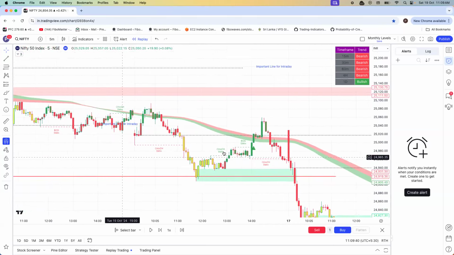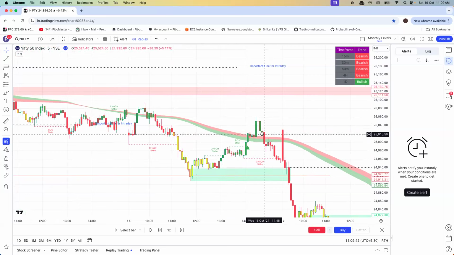Okay, so if you see a red color candle, what do you do? It's basically a seller, right? Your selling is starting, so I'll just go for selling. When you see green color, I'll go for buying. See this, I am going for buying here. I'm getting a scalping target like this.